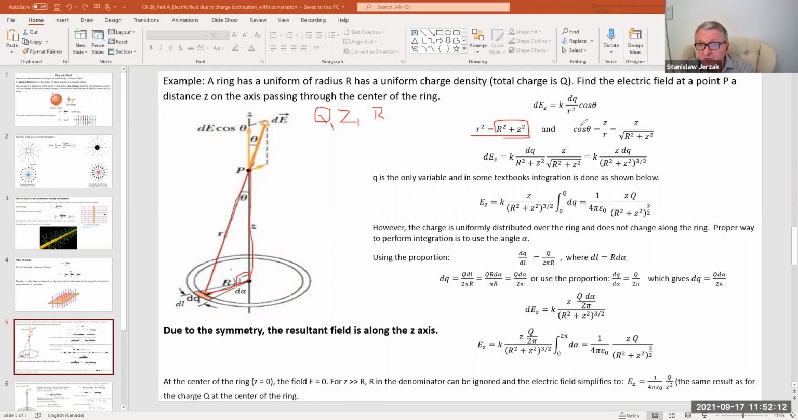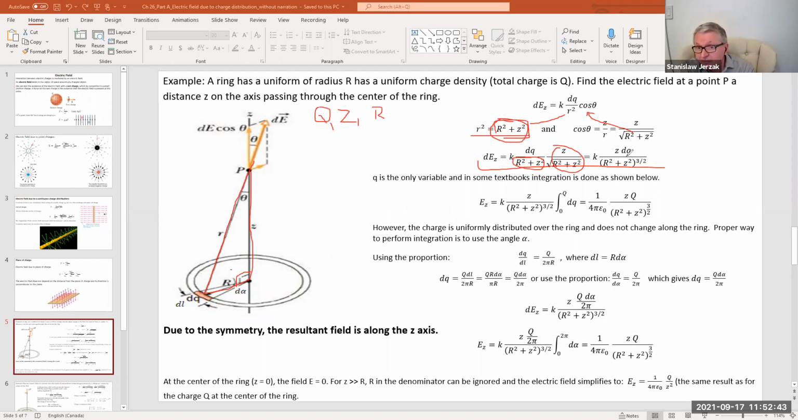So if I substitute this for r and this for cosine theta, then that Z component would be written like this, right? I substitute for r squared, I substitute for cosine, and here you have the same R squared plus Z squared, and here the square root of R squared plus Z squared. So that will give me exponent 3/2, right? Because 1 plus 1/2 is 3/2. So this is the expression for the differential field dEz.